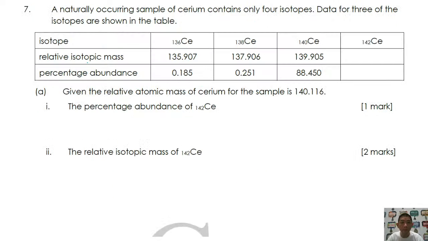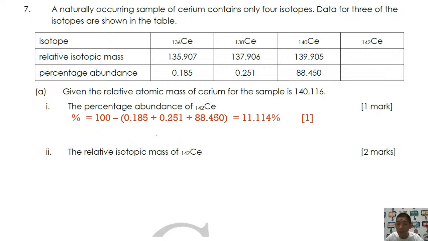Then we move on to question number 7. The naturally occurring sample of cerium contains only 4 isotopes. Data of 3 isotopes are shown in the table below. So you have the isotopes with different isotopic masses and percentage abundances. A, given the relative atomic mass of the cerium is 140.116, find out the percentage of abundance for the cerium-142. So you just use total, because it's percentage, so the total must be 100%. So it's 100% minus 0.185 plus 0.251 plus 88.450.